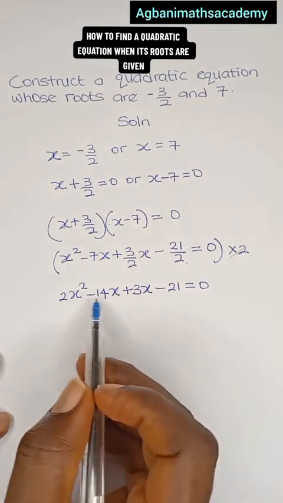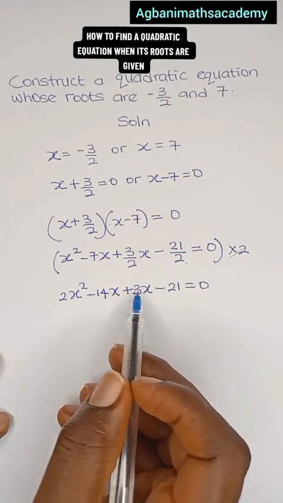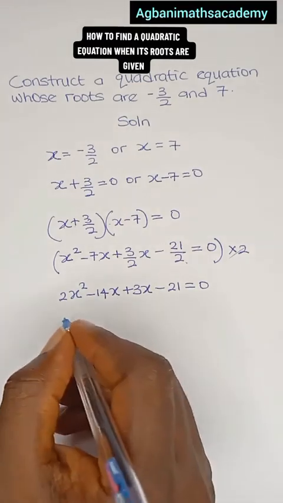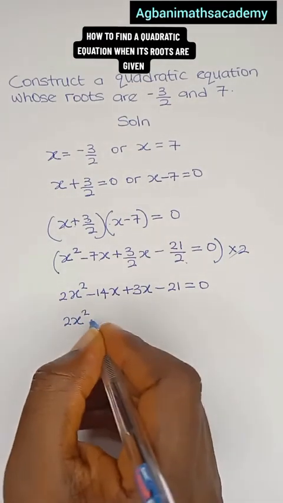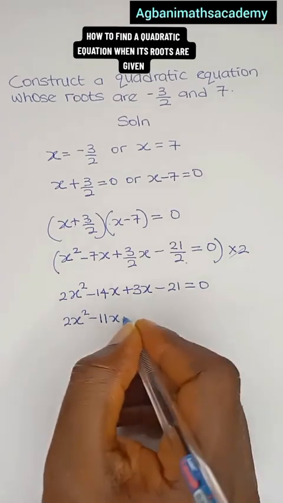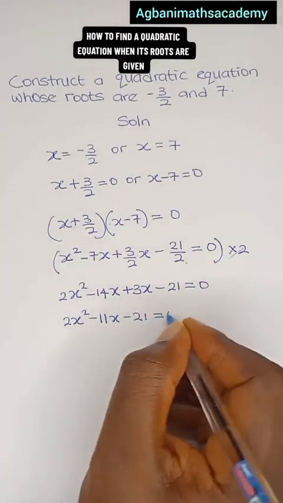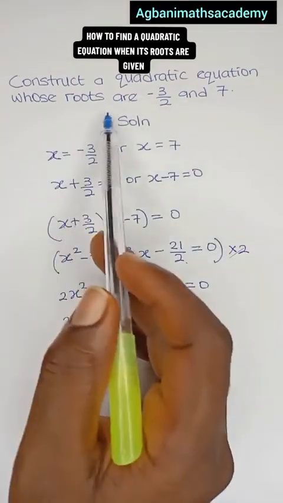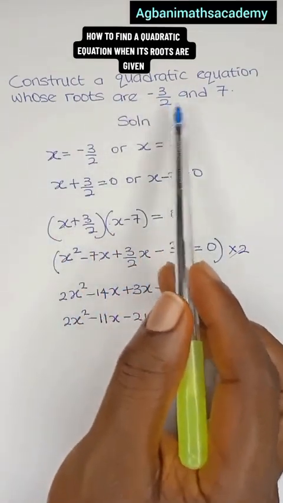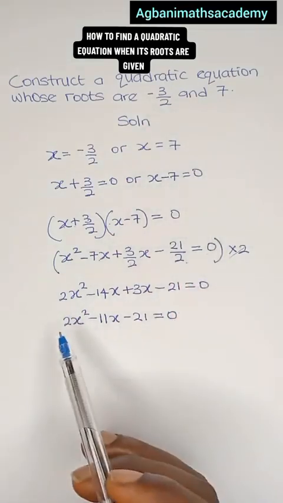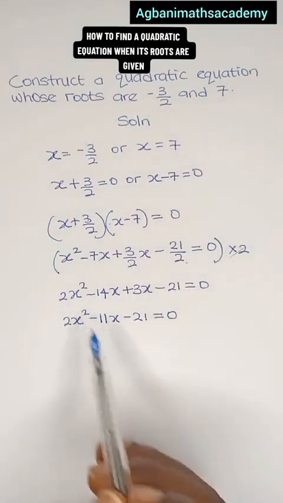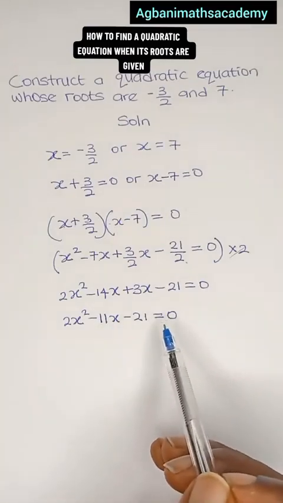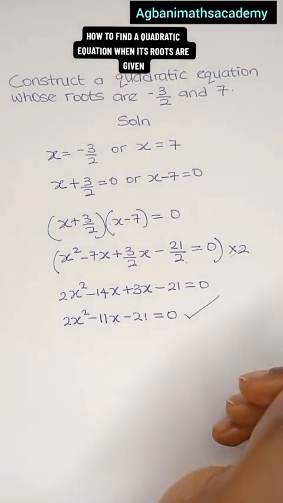Okay, so -14x plus 3x is going to give us -11x. So our final answer is 2x squared minus 11x minus 21 is equal to 0. So we have been able to construct a quadratic equation whose roots are -3 all over 2 and 7. So the quadratic equation is 2x squared minus 11x minus 21 is equal to 0. This is the simple answer to this question.